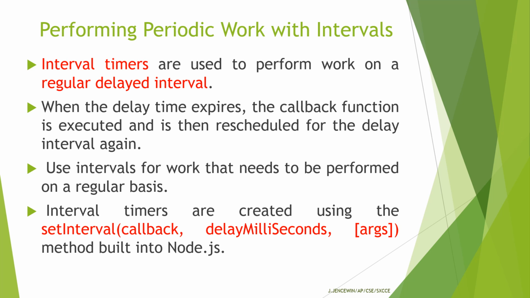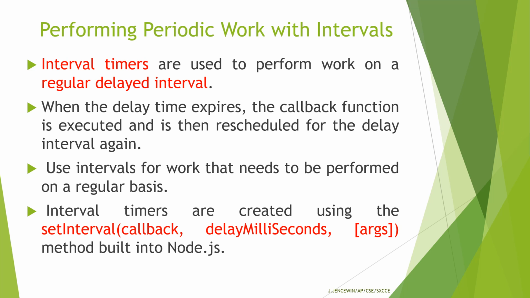When the delay timer expires, the callback function is executed and is then rescheduled for the delay interval again. So once the callback function is executed, again it is rescheduled, and after exceeding the certain time, again it is added into the event queue, then the callback function is executed. So this will be executed periodically in a certain interval. So use the interval for the work that we need to perform on a regular basis at a regular time gap. These interval timers are created by using the function setInterval.